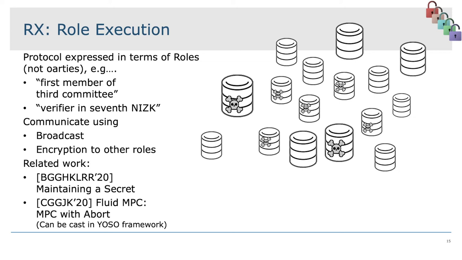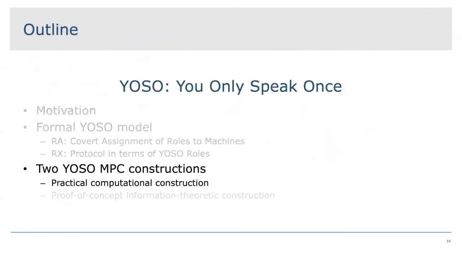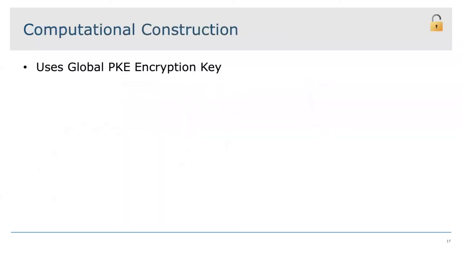In our protocols, we prioritize preventing denial of service attacks, so we aim for guaranteed output delivery instead of security with abort. And this brings me to our two MPC constructions that achieve this. Let's start with a construction that uses computational assumptions. In this construction, we're going to use one global public encryption key. And in the slide, this is the lock in the upper right corner, and it's available to everyone.